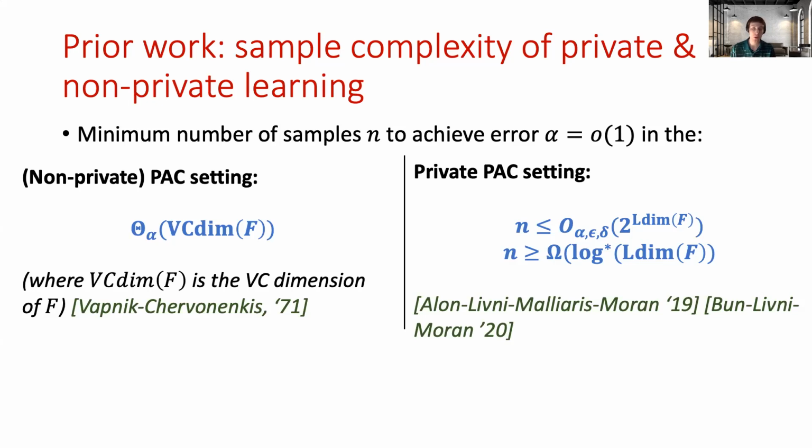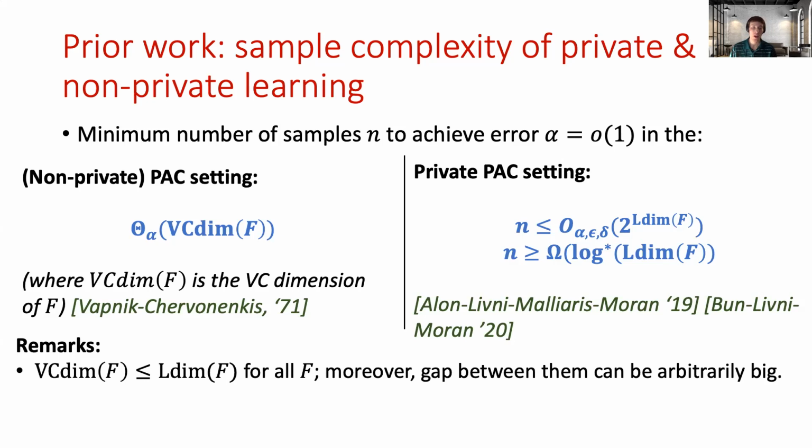Alon, Livni, Malliaris, and Moran show that the number of samples to achieve non-trivial error must be at least the iterated logarithm of the Littlestone dimension of the hypothesis class. And then Bun, Livni, and Moran showed that this number of samples grows at most exponentially in the Littlestone dimension of the class.